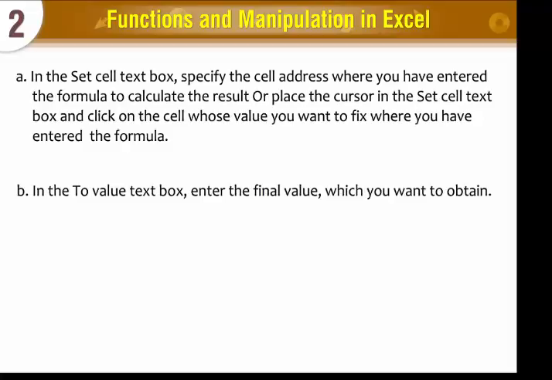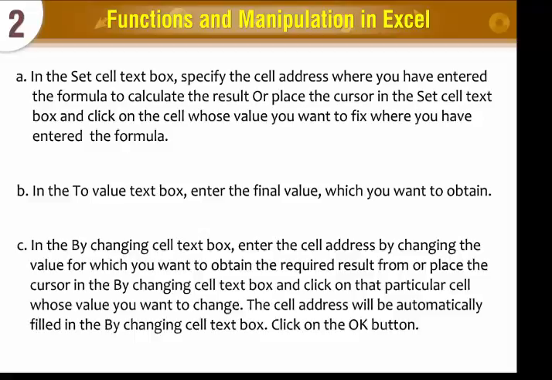B. In the To-Value text box, enter the final value which you want to obtain. C. In the By Changing Cell text box, enter the cell address by changing the value for which you want to obtain the required result from, or place the cursor in the By Changing Cell text box and click on that particular cell whose value you want to change. The cell address will be automatically filled in by changing cell text box. Click on the OK button.